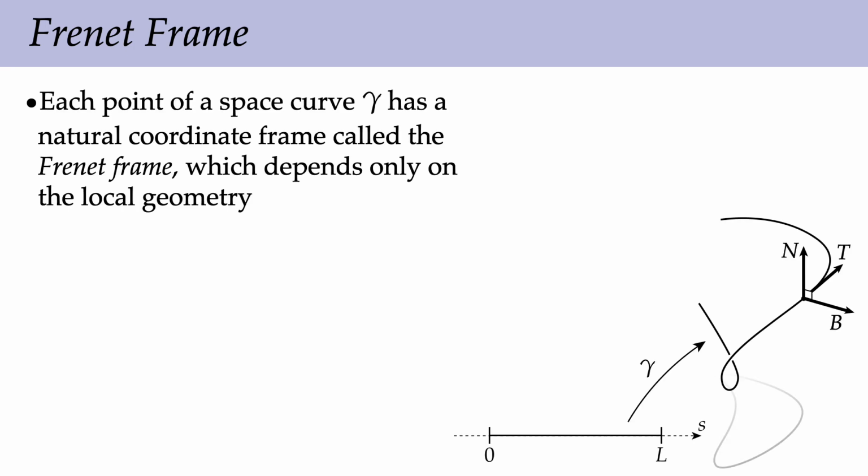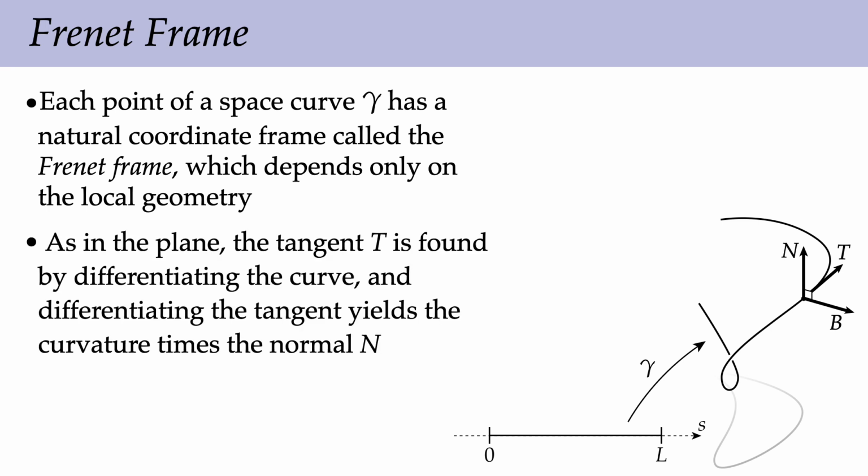Another way to think about curvature and torsion is in terms of a frame adapted to the curve. Each point of a space curve gamma has a natural coordinate frame on it called the Frenet frame, which depends only on the local geometry. This is nice. Every curve that you've ever seen, your hair, the cables connected to your computer, whatever it is, even though you can't see it, it has this canonical little frame associated with it. So what does this frame look like?